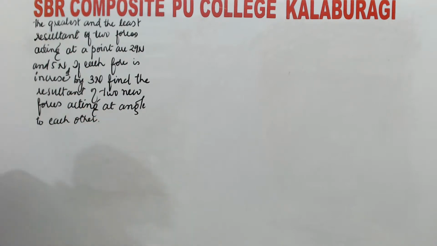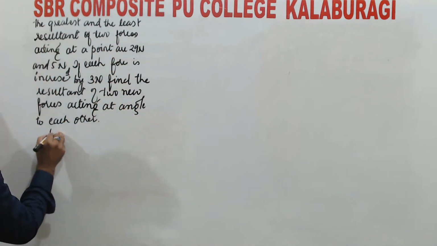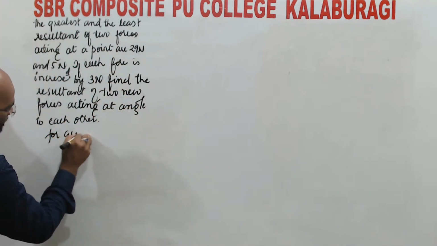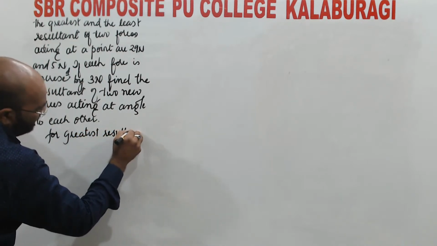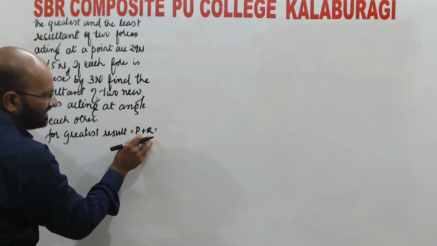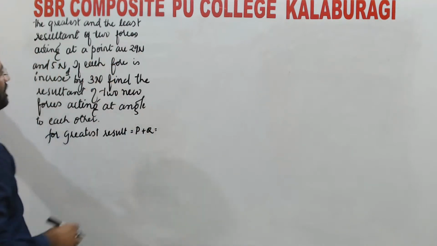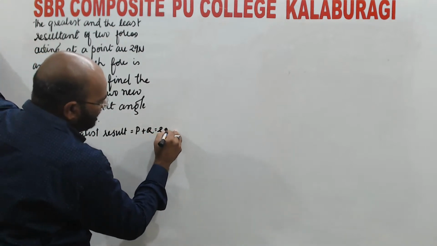So just to think on this problem, it has been slightly changed over here. For the greatest resultant and the least resultant of the two vectors, now I can use this. For the greatest resultant, we can use P plus Q. Always addition, since the greatest resultant will be maximum. And the greatest resultant is given as 29 Newton.